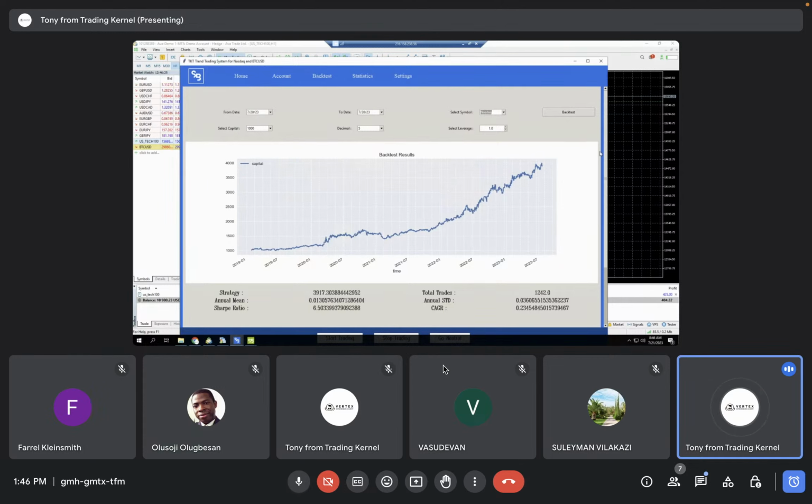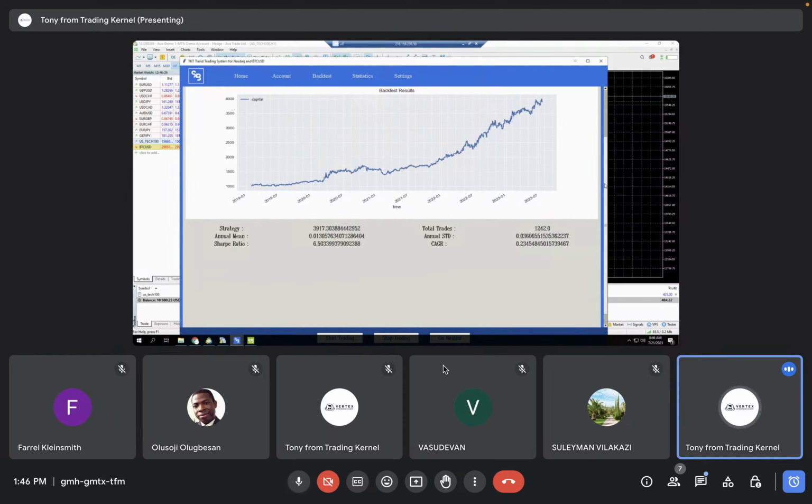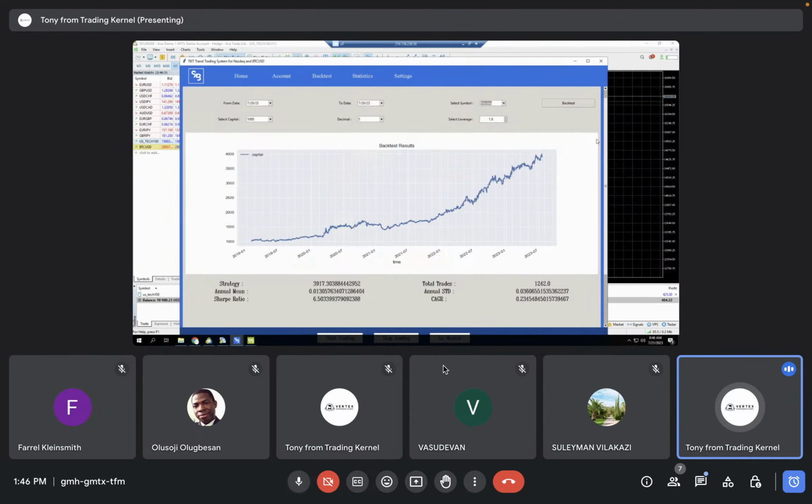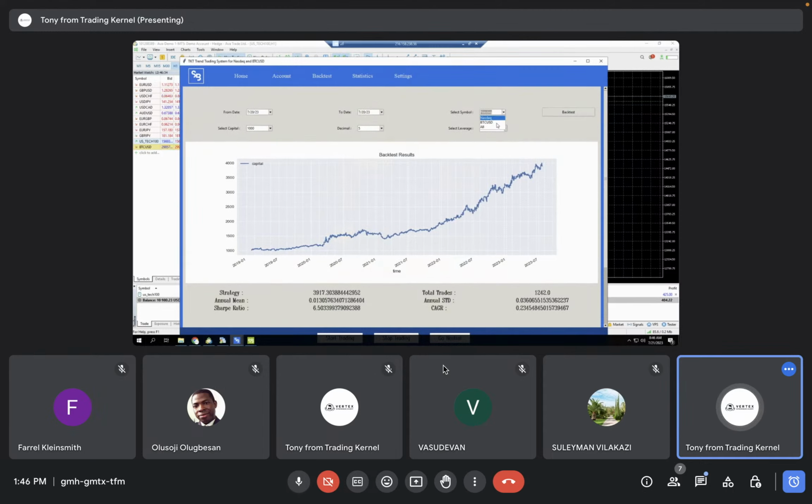Okay, you can see the results for Nasdaq here. This is exactly how the trading strategy is for Nasdaq. And when you backtest this for BTC USD here, you can see how the trading strategy is for BTC USD. Okay, you can see the strategy, the total trades, the annualized mean, the annualized standard deviation, the CAGR, and the Sharpe ratio. These are very important values to us.